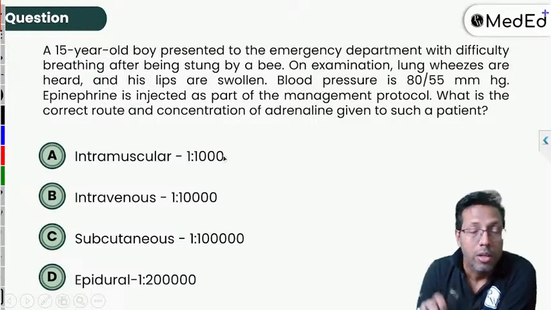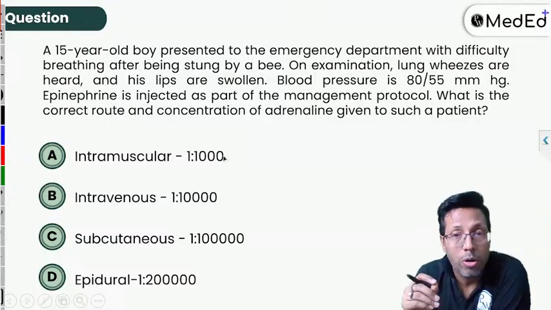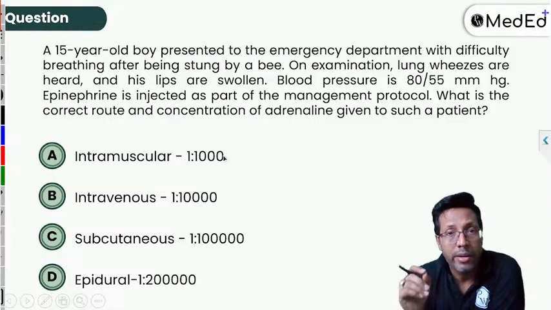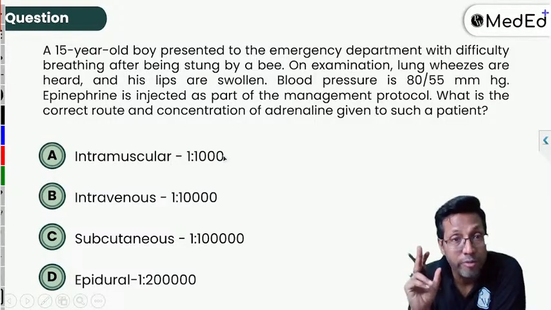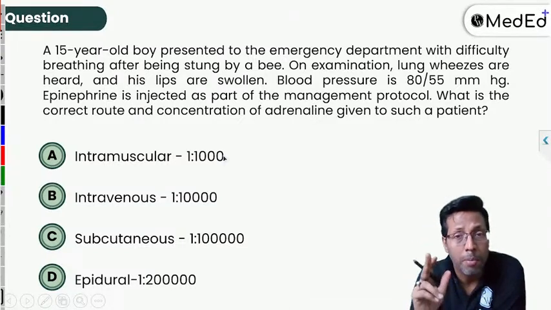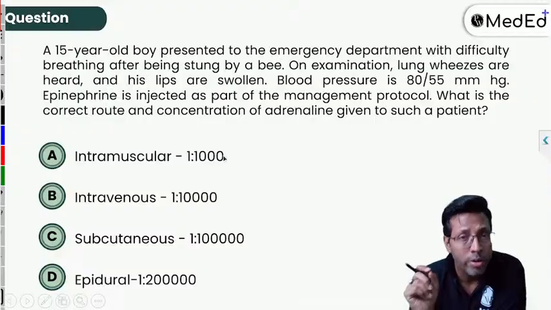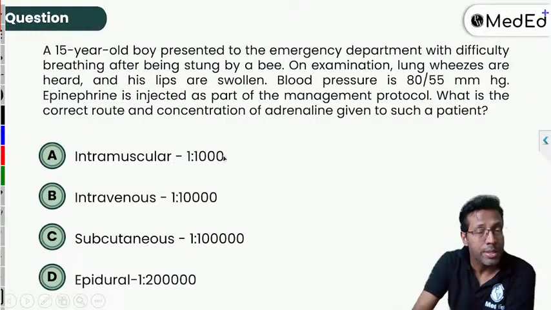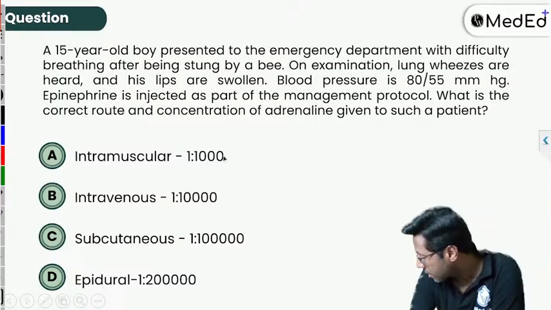Next question. A 15-year-old boy presented to the emergency department with difficulty in breathing, stung by a bee. On examination, wheezes are heard, lips are swollen, BP is 80 by 55. Epinephrine is injected as a part of the management protocol. What's the correct route and concentration? NEET PG question, INI-CET, FMGE. How will we give adrenaline, and how much?